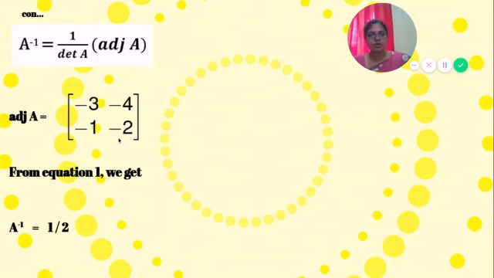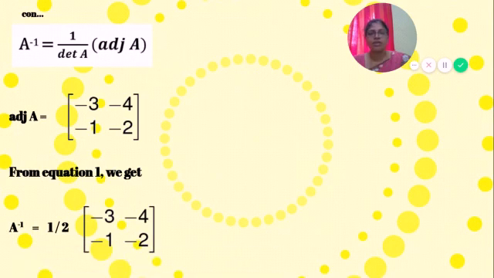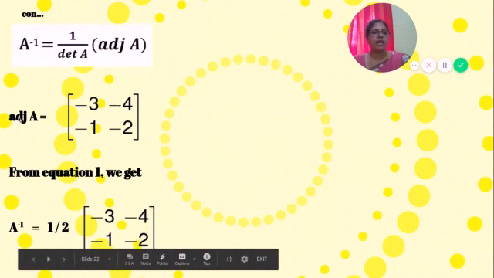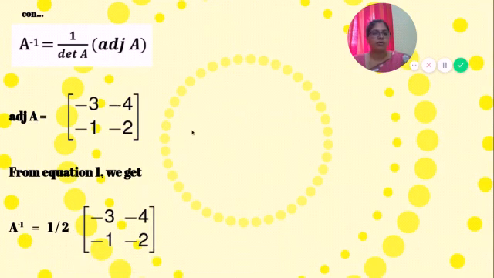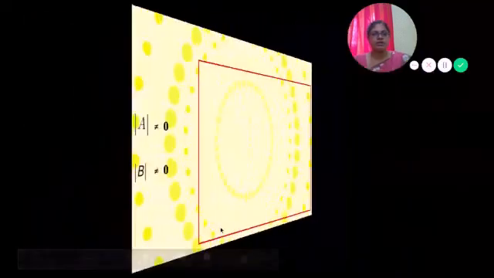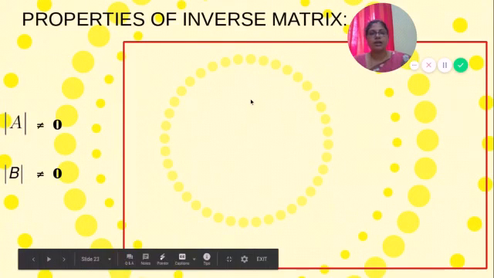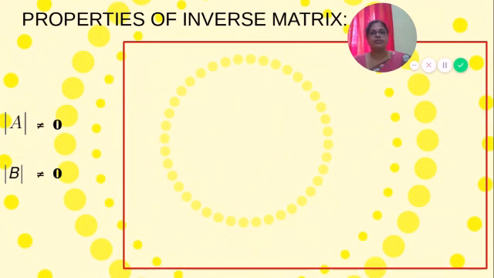So I am substituting the value of adjoint of A and the modulus of A in this formula. So I get A inverse is equal to 1 by 2, since the modulus of A value is 2, and I am replacing it in this place. So 1 by 2 and ADJ A, that is adjoint A. Our value of adjoint A is minus 3, minus 4, minus 1 and minus 2. I have written it here, and this is the inverse. Now we'll see the properties of inverse matrix.